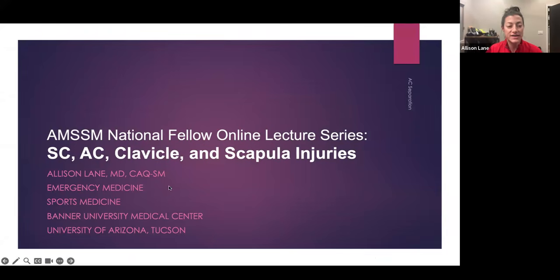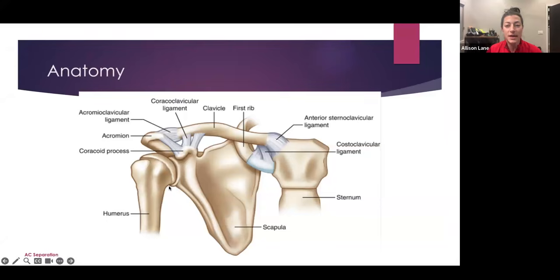So I'm going to talk about SC, AC, clavicle, and scapula injuries. First off, anatomy. Here's an overview of the anatomy that we'll be covering. Right here, your AC joint, we'll talk about AC separation. We've got the clavicle here, so we'll talk a tiny bit about distal clavicle osteolysis and some clavicle fractures. Here's your SC joint. We'll talk about some SC dislocations, and then you have your giant scapula, and we'll talk about some scapula fractures as well.